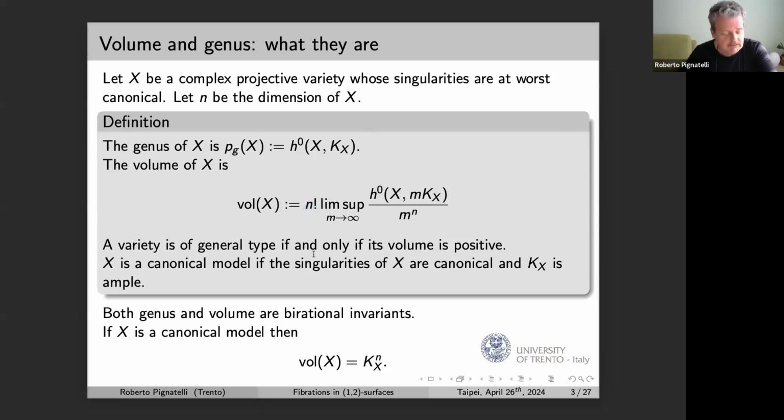So in fact, this is a good definition of variety of general type. The varieties of general type are those where this number is positive. Varieties of special type, and as you know, several classes are very interesting, have volume 0, but this talk is about varieties of general type. And the varieties I'm mostly interested in are the canonical models.